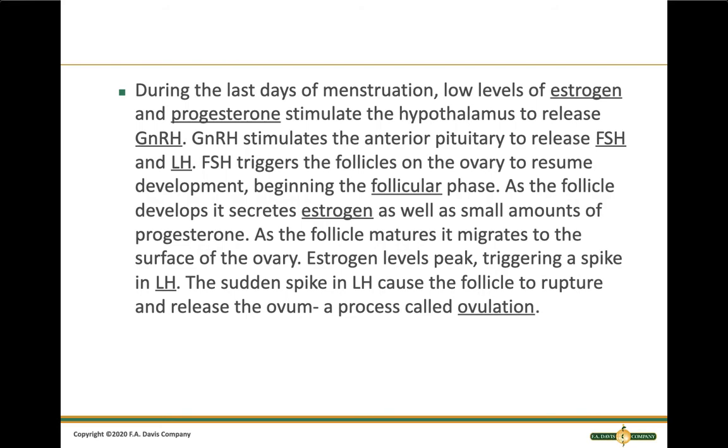So, in case you missed any of that, during the last days of menstruation, low levels of estrogen and progesterone stimulate the hypothalamus to release GnRH. GnRH stimulates the anterior pituitary to release FSH and LH. FSH triggers the follicles on the ovary to resume development, beginning the follicular phase. As the follicle develops, it secretes estrogen as well as small amounts of progesterone. As the follicle matures, it migrates to the surface of the ovary. Estrogen levels peak, triggering a spike in LH. The sudden spike in LH causes the follicle to rupture and release the ovum, a process called ovulation.